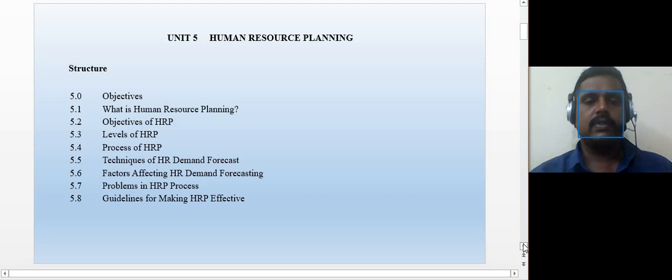The structure of this unit is: objectives, what is human resource planning, what are the objectives of human resource planning, the levels of human resource planning, the process of human resource planning, the techniques of human resource demand forecast, the factors affecting human resource demand forecasting, the problems in the human resource planning process, and at last, guidelines for making HRP effective.